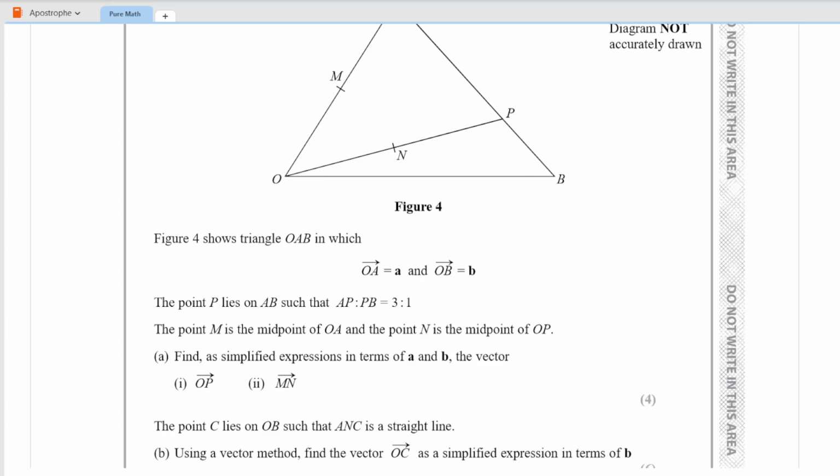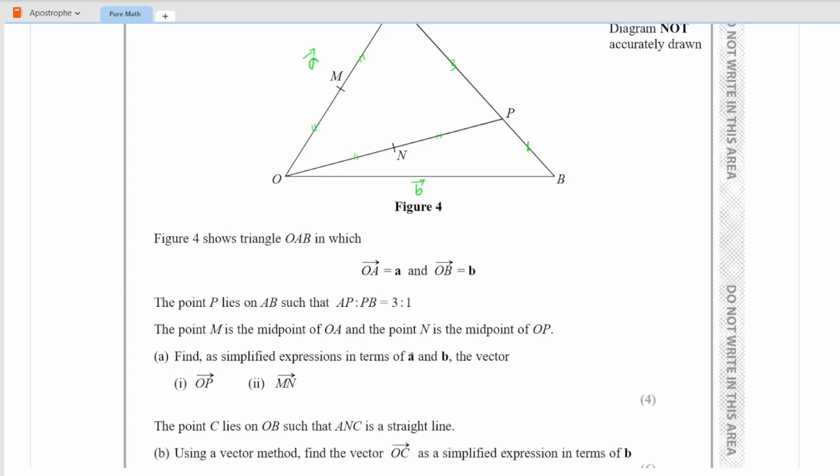First one, find OAB in which OA is equals to A. So this is A, this is B. AP to PB is equals to 3 is to 1. So this is 3, this is 1. And M is the midpoint, N is the midpoint. So this and this are equal, this and this are equal.